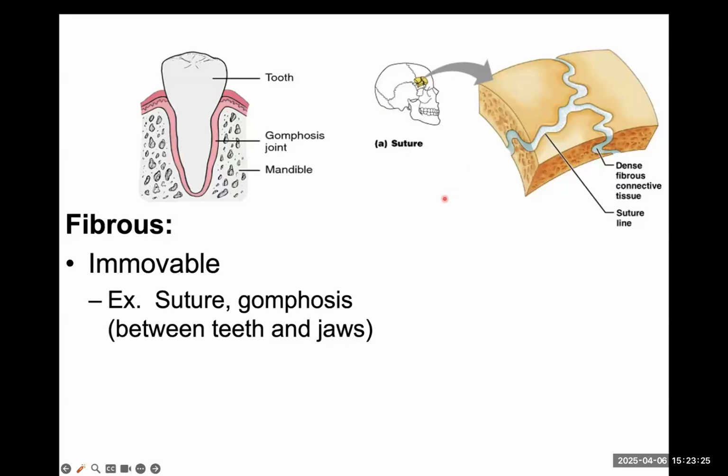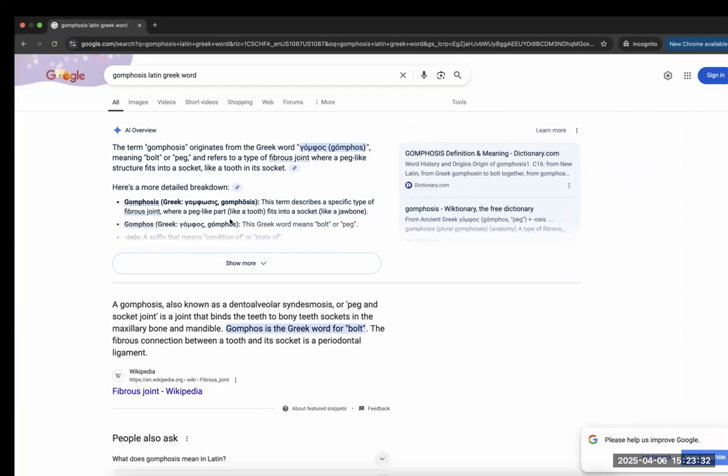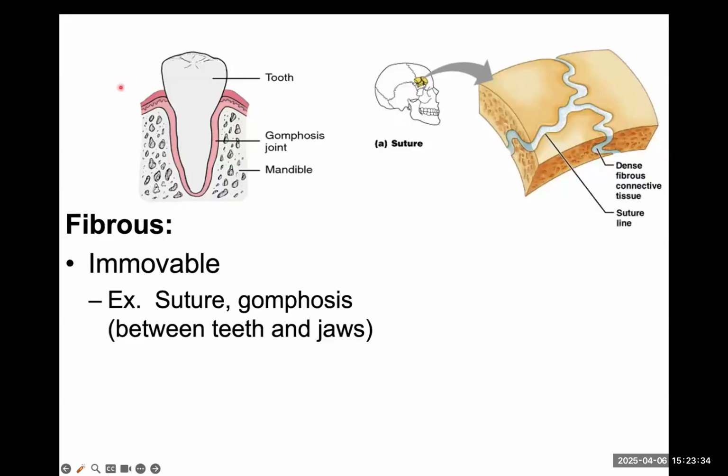The word gomphosis comes from Latin and Greek, and I just looked up the term. It means bolt. So basically, it's used to describe how the tooth is bolted in there and doesn't move. It's immovable. So obviously over here, the structures are going to be gomphoses and sutures that are immovable.